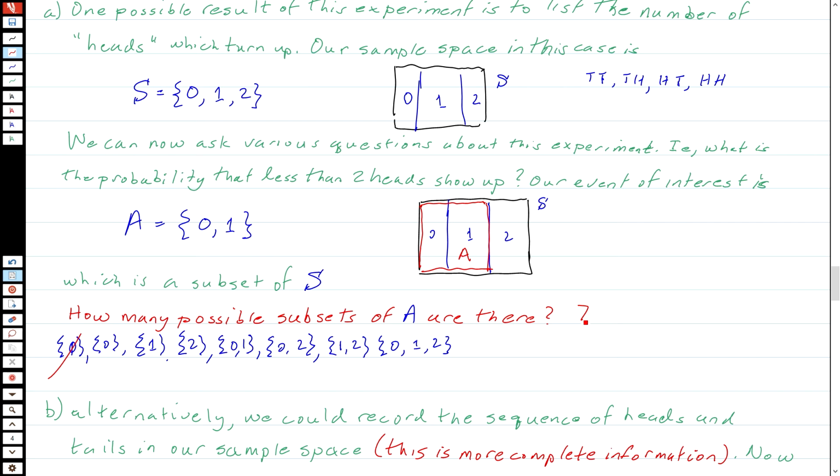I think I got them all. Anybody think of anything else? {0, 1}, {0, 2}, {0, 1, 2}.